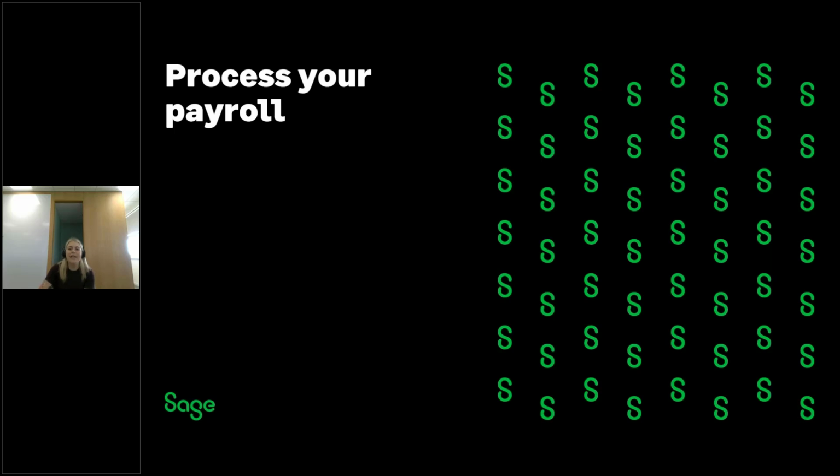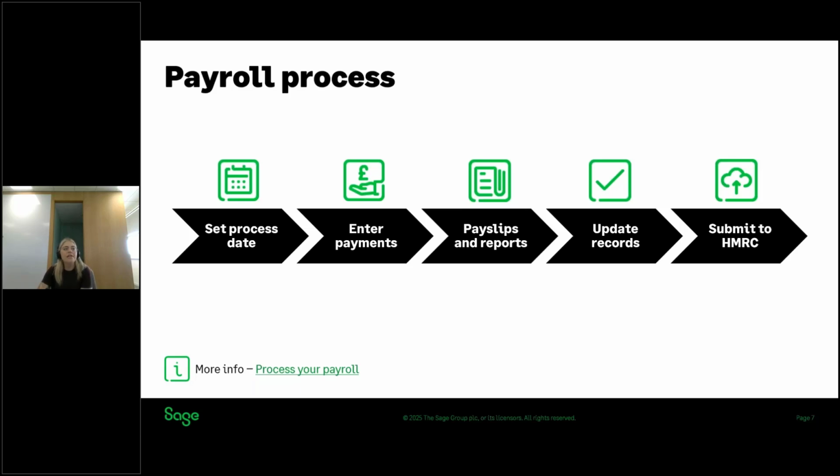Now it's time to get into the main 5 steps of processing your payroll. These are the steps that we're going to focus on when completing a pay run in Sage 50 Payroll. There are some other steps that you might complete, but we're just going to be sticking to these basics today. So that's setting your process date, entering your payments, generating your pre-update pay slips and reports, updating your records, and submitting to HMRC.